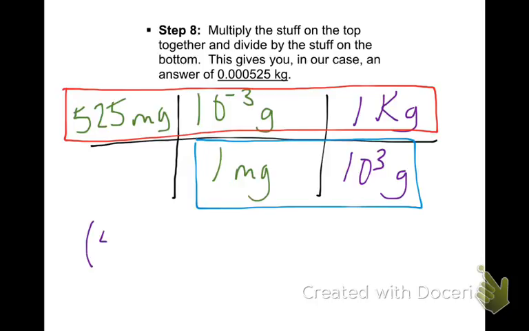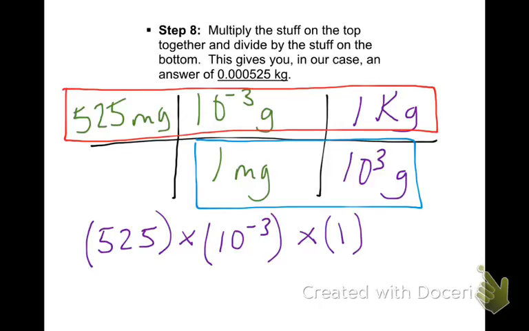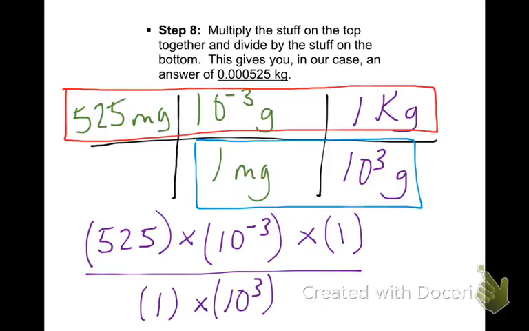So we're going to multiply 525 times 10 to the negative third, of course, times 1. And then on the bottom, we've got 1 times 10 to the third. So then you're going to wind up with 0.525 divided by 10 to the third.